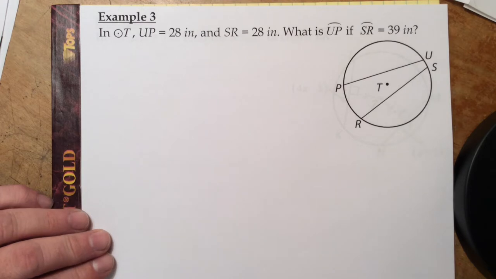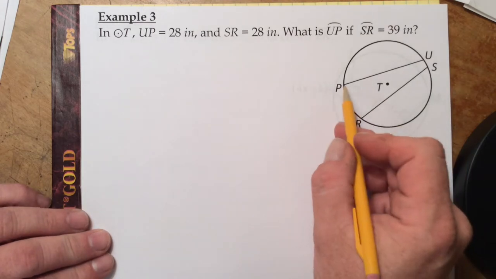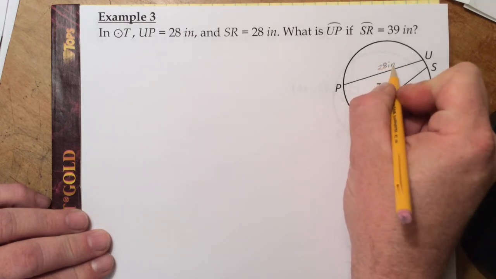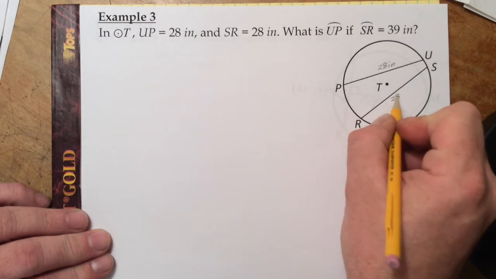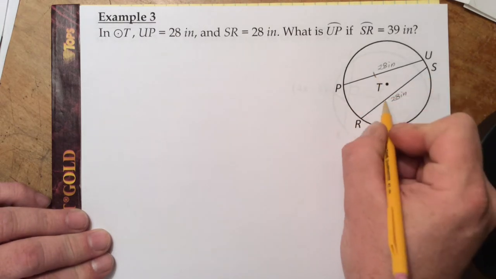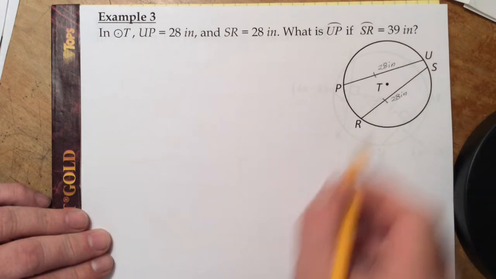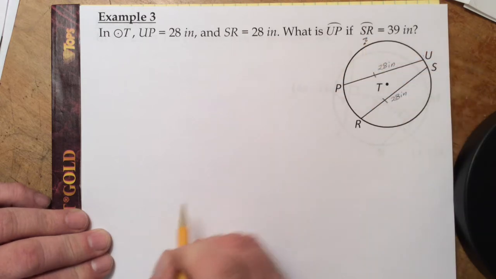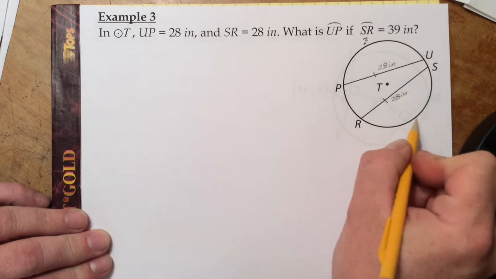Example 3. In circle T, the length of chord UP is 28 inches. And the length of chord SR is 28 inches. Congruent. What is the length of arc UP if the length of arc SR is 39 inches?